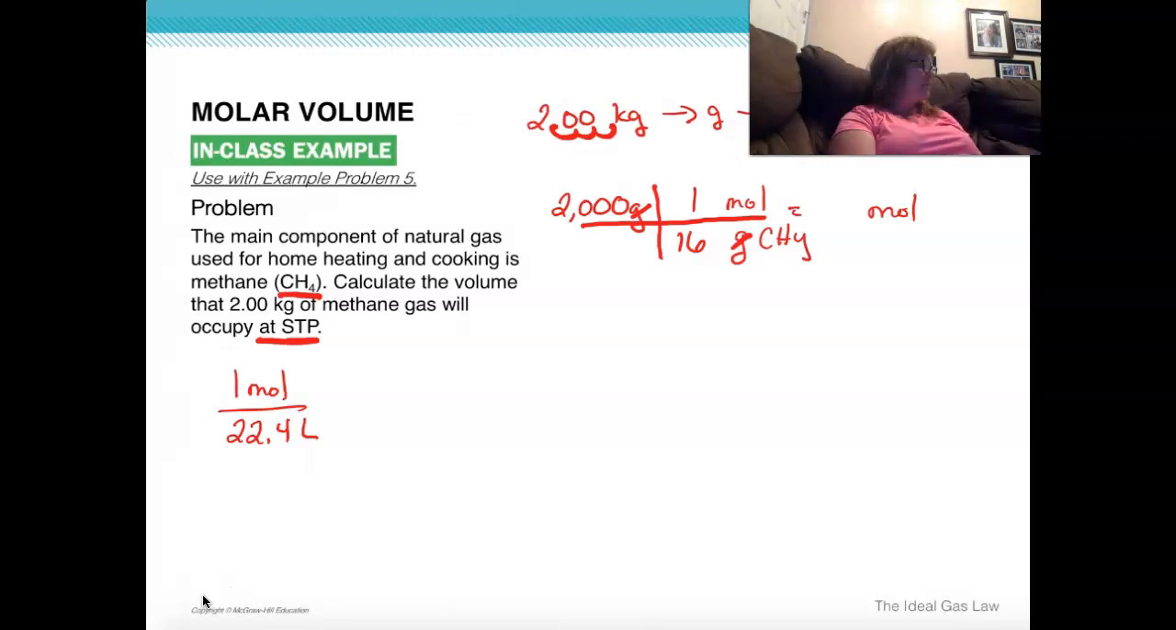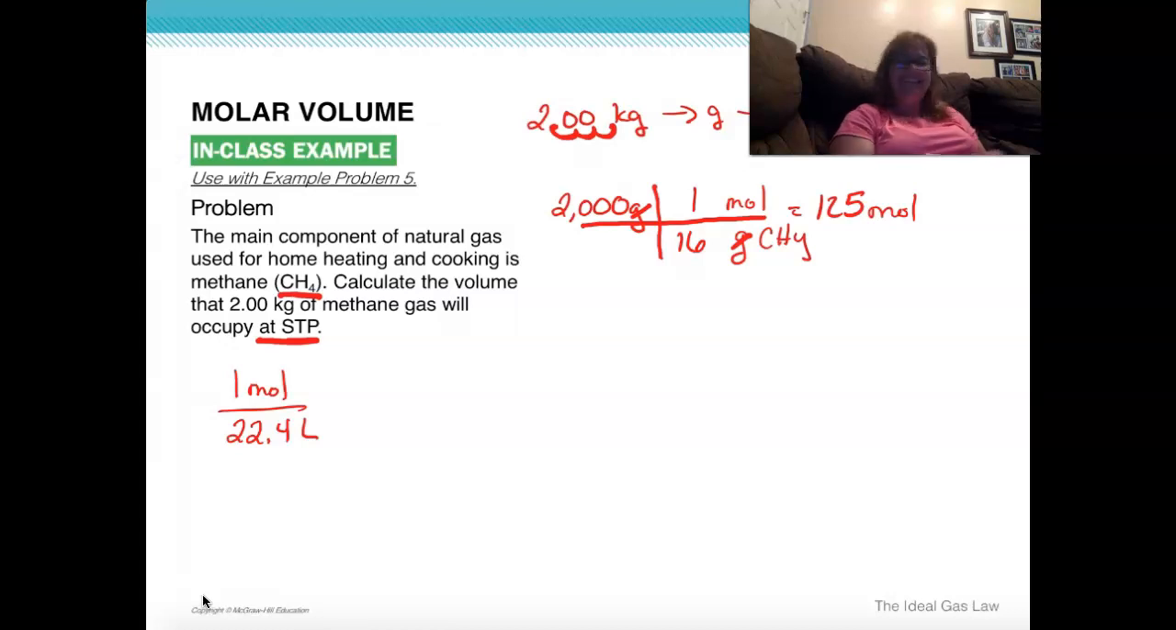And I don't have my calculator on my phone right here with me, so I'm going to ask my husband to do the math for me. Ken, can you plug in 2,000 divided by 16, please? You get 125 moles. Keep the calculator up.